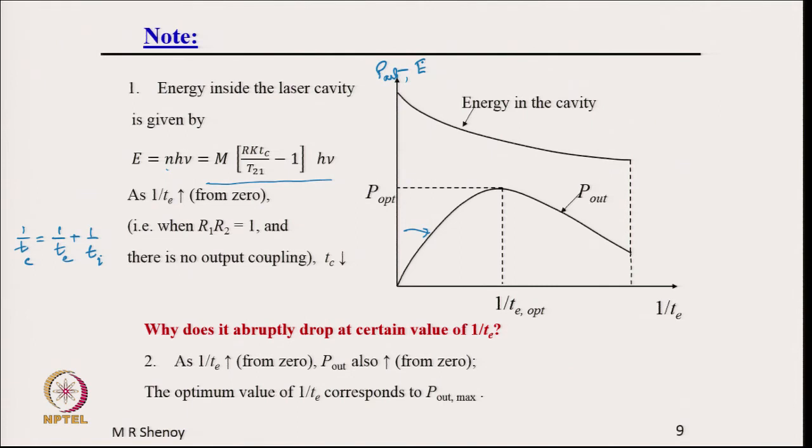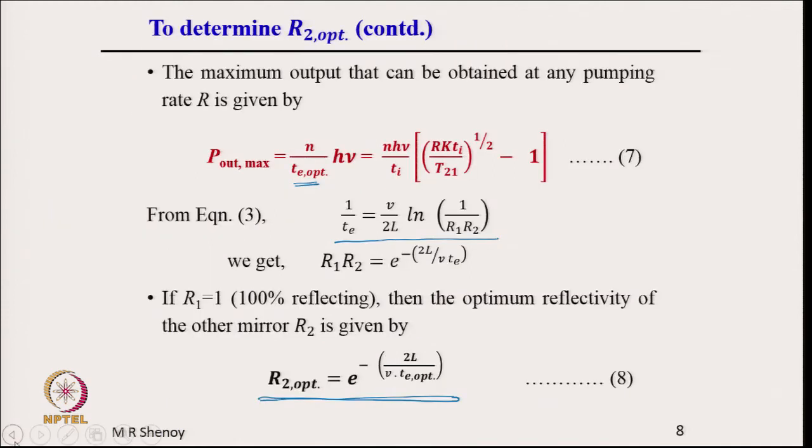So, as 1/T_e increases from 0, 1/T_e being 0 means what? The reflectivity is 1. You could see this in the previous expression for 1/T_e. R_1 anyhow we can assume is 1, and R_2 is the output coupler. If the output coupler also has reflectivity 1, 100%, then the log of this is 0 and therefore 1/T_e is 0. It means there is no external coupling if both the mirrors are 100%. So, these are two mirrors. If both are 100% and 100%, then 1/T_e is equal to 0.